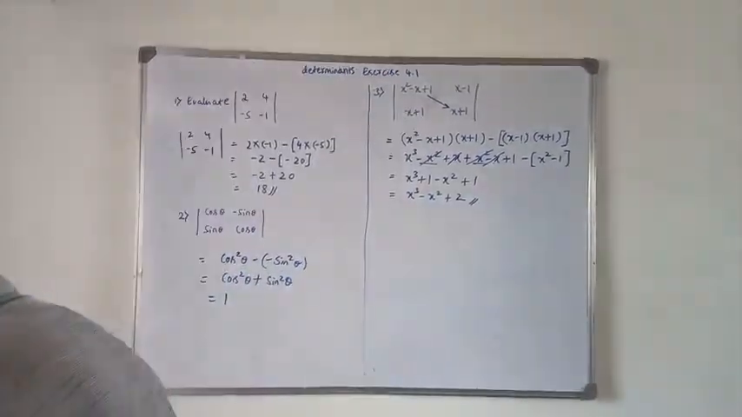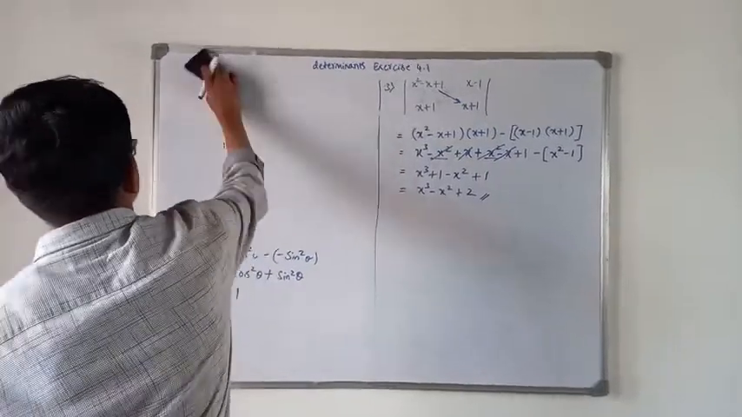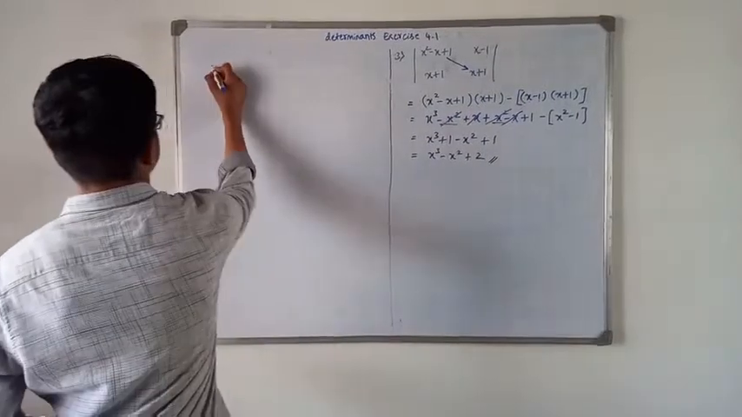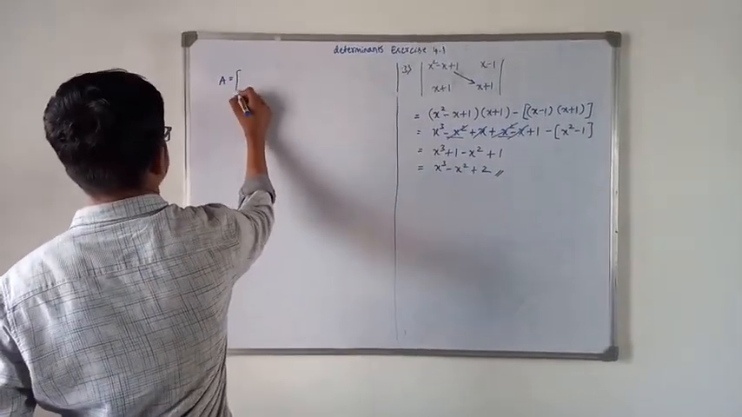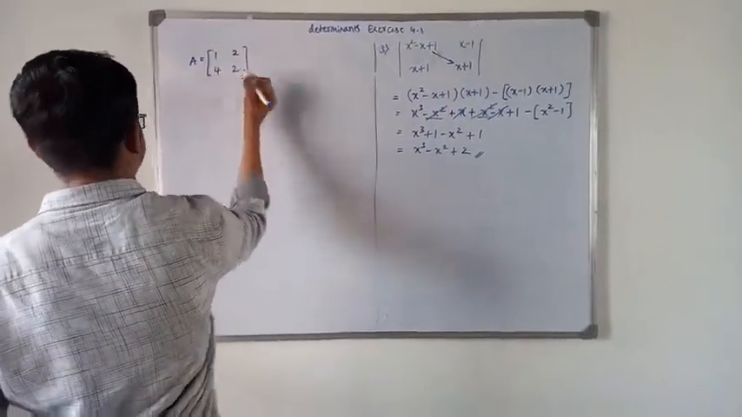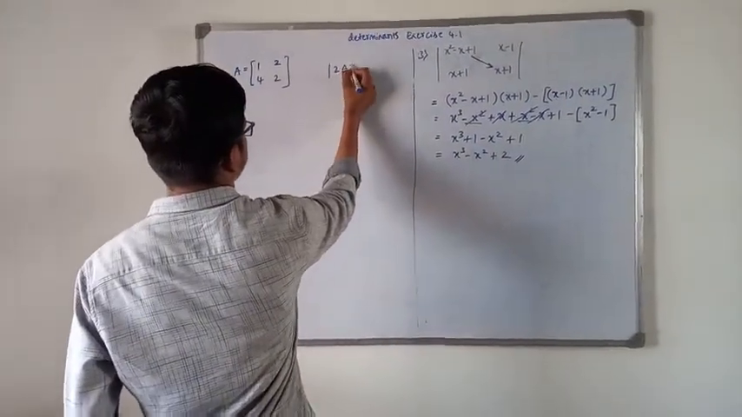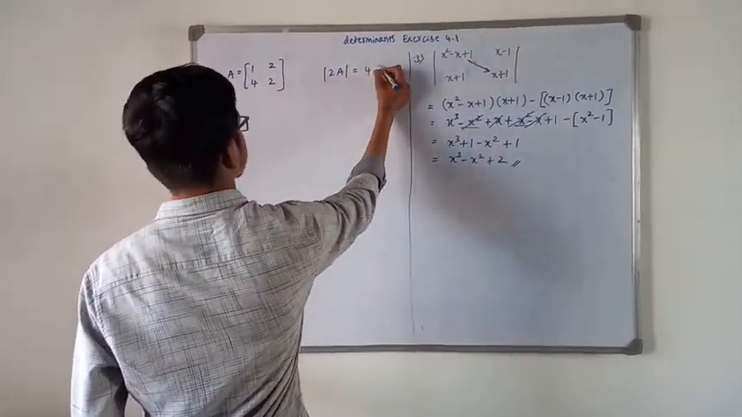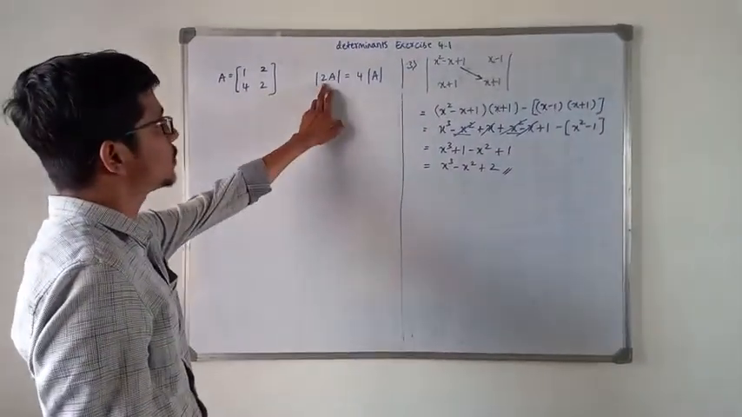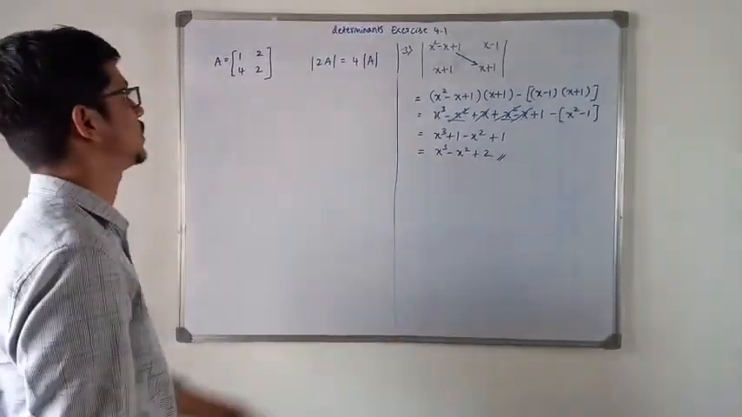Okay, let us move on to the next problem. It is given that A is equal to the matrix 1, 2, 4, 2. Then show that the determinant of 2 times the matrix A is equal to 4 times the determinant of the matrix A. Here we can show that the determinant of 2A is equal to 4 times the determinant of the A matrix.